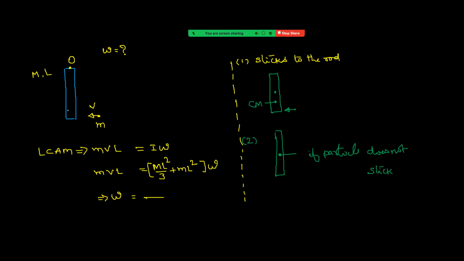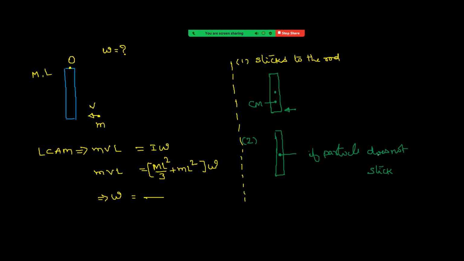So here the common point is that about which axis the rod rotates, about the same axis we conserve angular momentum. See here, it is fixed, so about point O we are conserving angular momentum. Here, it sticks to the rod, about the common center of mass it is rotating. About the same axis we conserve angular momentum.